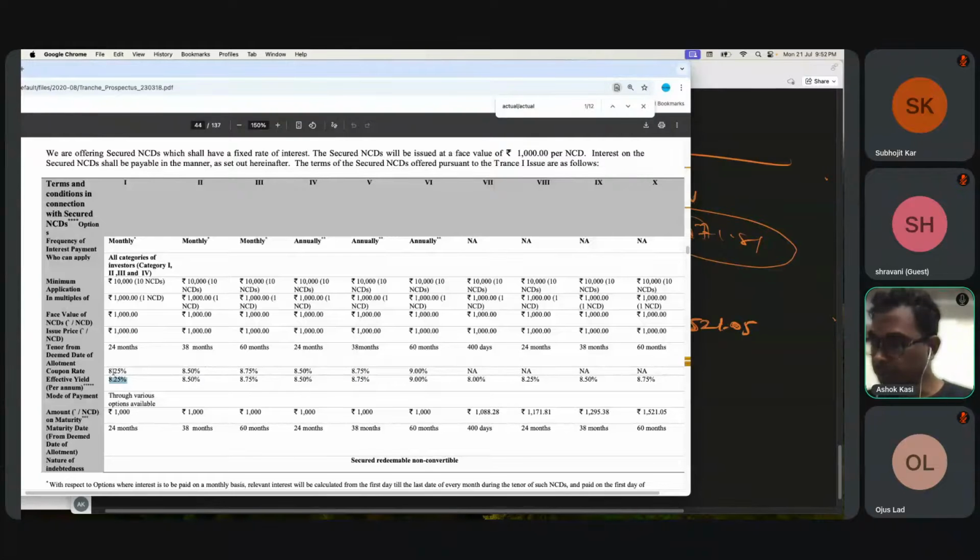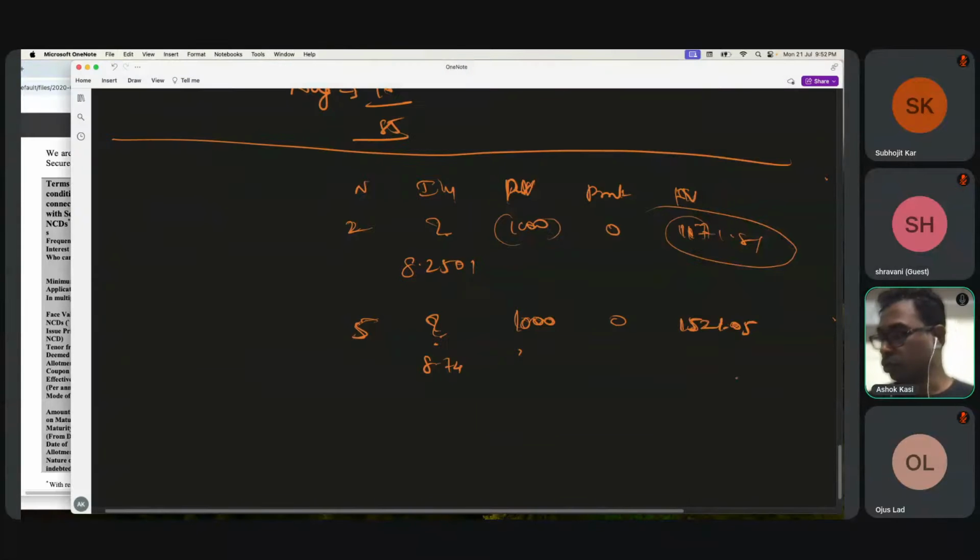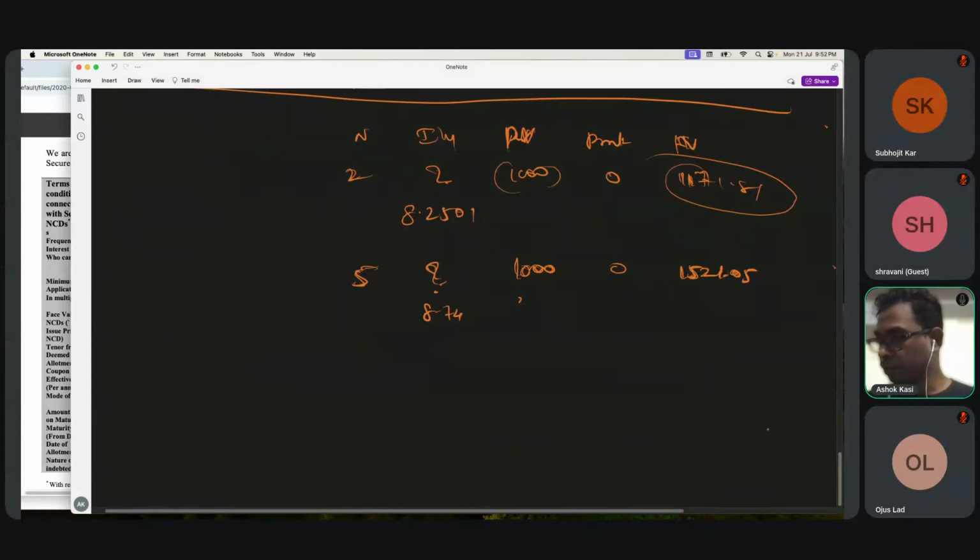See, let's take this example, 24 months. They said coupon is 8.25% paid monthly. So effectively, its yield will be more than 8.25. Okay, so this is a wrong number, 8.25. I'll show it to you.